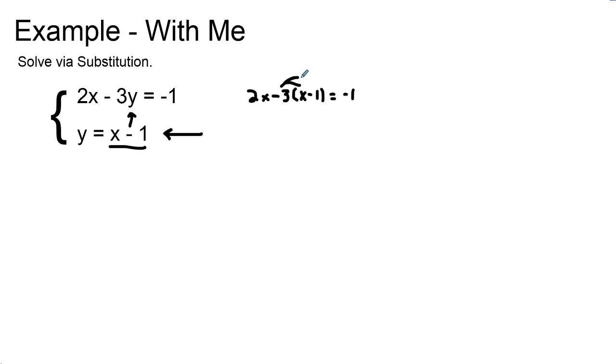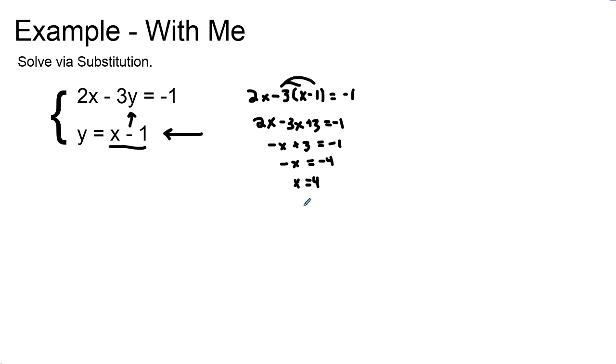So if we do the distribution property here, we get 2x. Negative 3 times x is negative 3x. And negative 3 times negative 1 is positive 3. And that's equal to negative 1. So now I'm going to combine my like terms. 2x take away 3x is negative x plus 3 is equal to negative 1. So I'm going to subtract 3 from both sides and get negative x equals negative 4. But I don't want negative x. I want positive x. So I'm going to flip the signs. And when I do so, I get x equals 4.